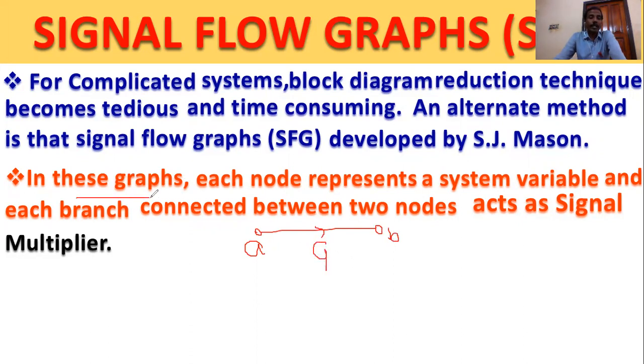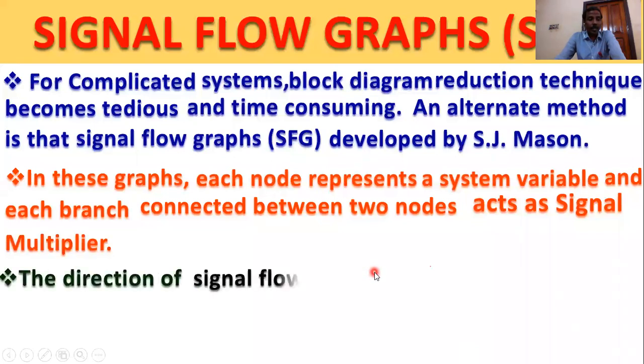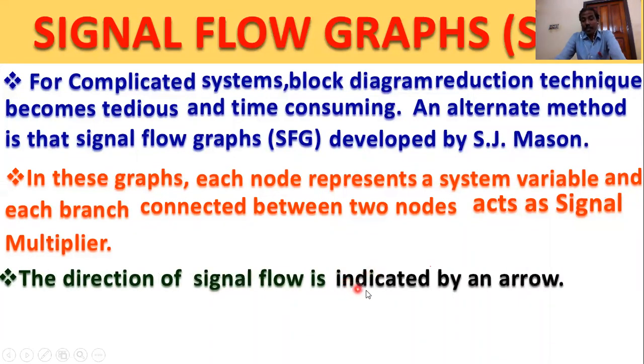So in this graph, each node represents a system variable, A, B, and each branch connected between two nodes, AB, one branch, acts as a signal multiplier, because this is the direction of the signal. Then the direction of signal flow is indicated by an arrow.